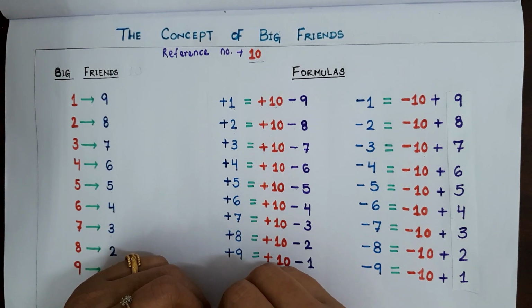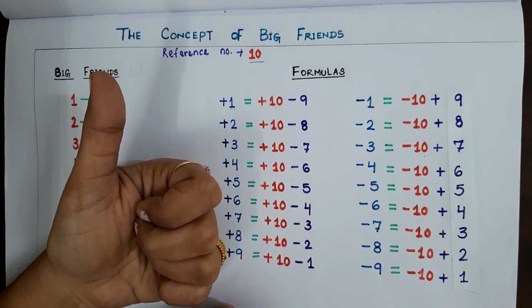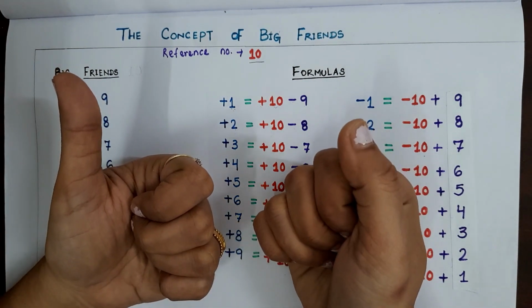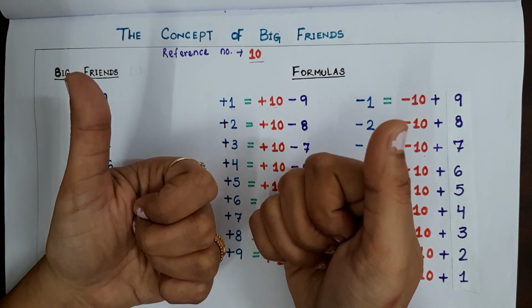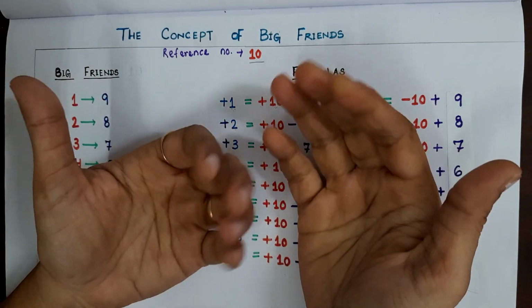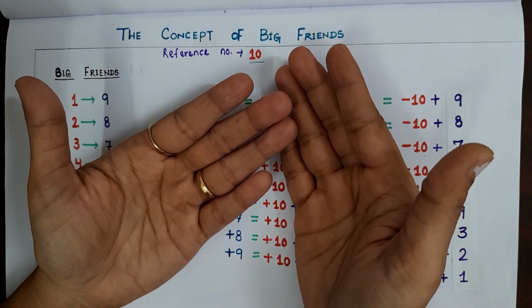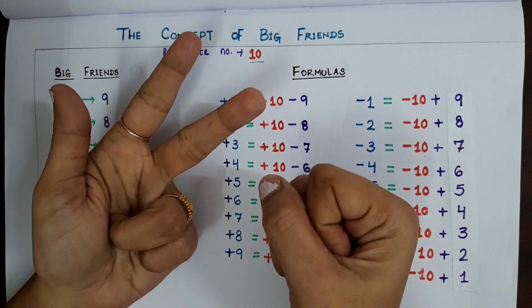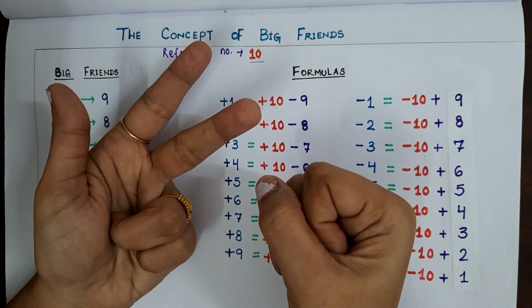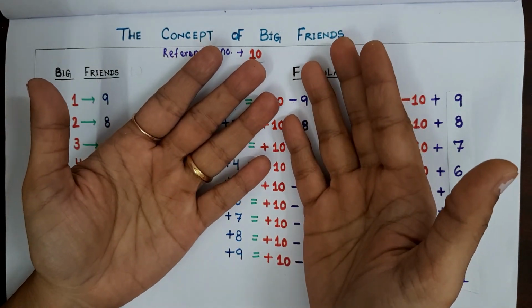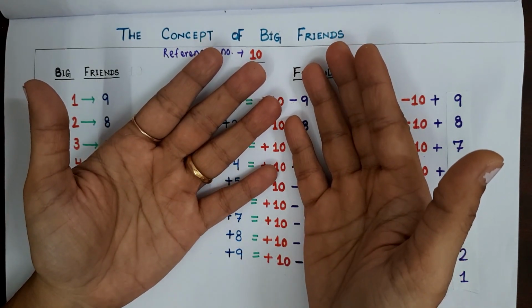How will you introduce the big friend concept to kids? First, let them show one finger, then ask them how many more fingers are required to make it 10 fingers. So 9 fingers. So 1 and 9 are the big friends of each other. We have 3 fingers. So how many more fingers are required to make it 10 fingers? So 7 more fingers. So 7 and 3 are the big friends of each other.